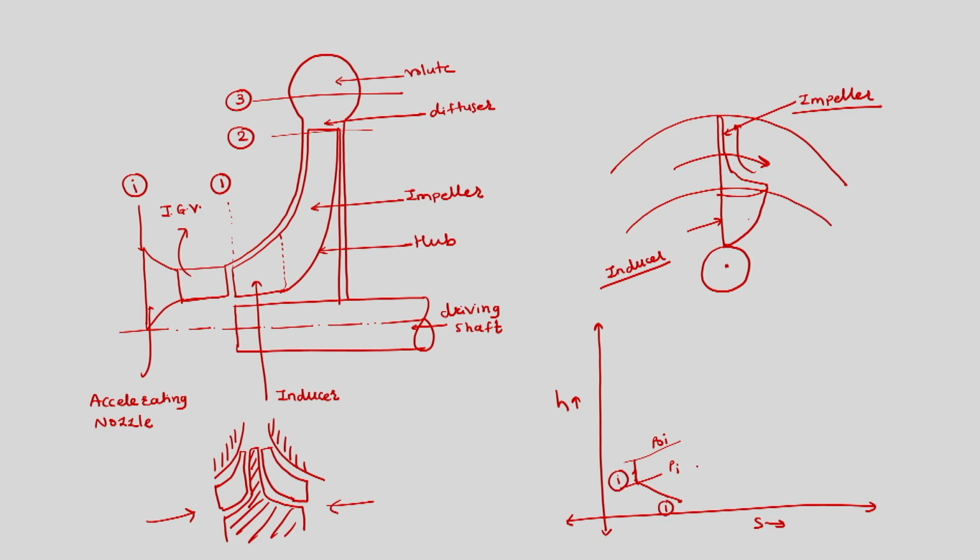Then from 1 we would go to station 2, where we would reach pressure P2, and then we would go to station 3 where we would reach pressure P3. So, this is at the exit of the impeller, this is at the exit of the diffuser.